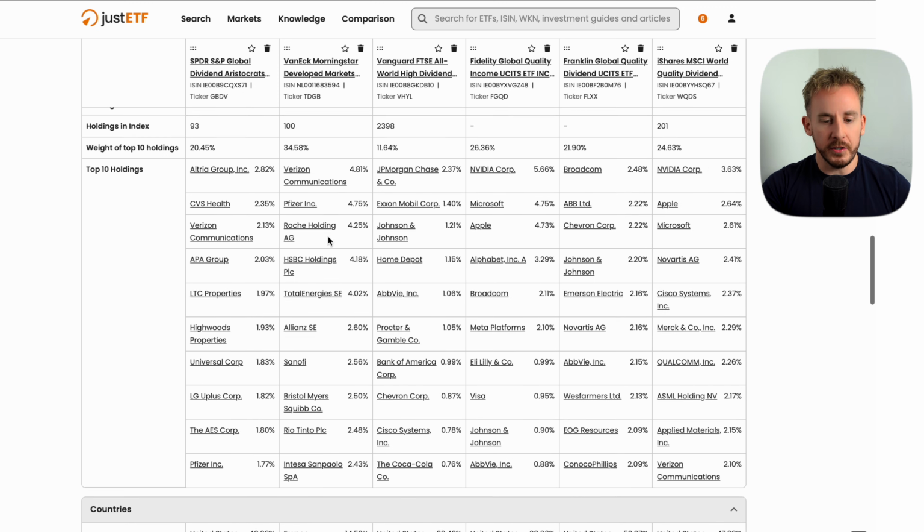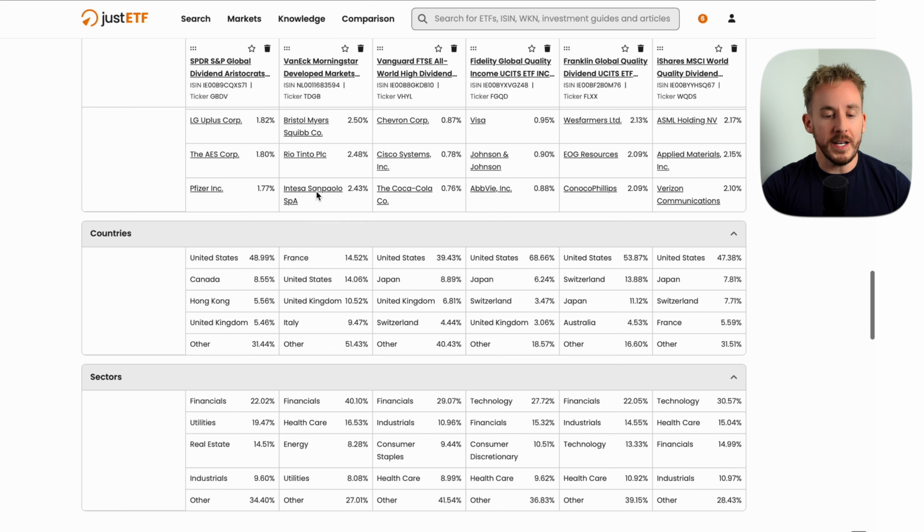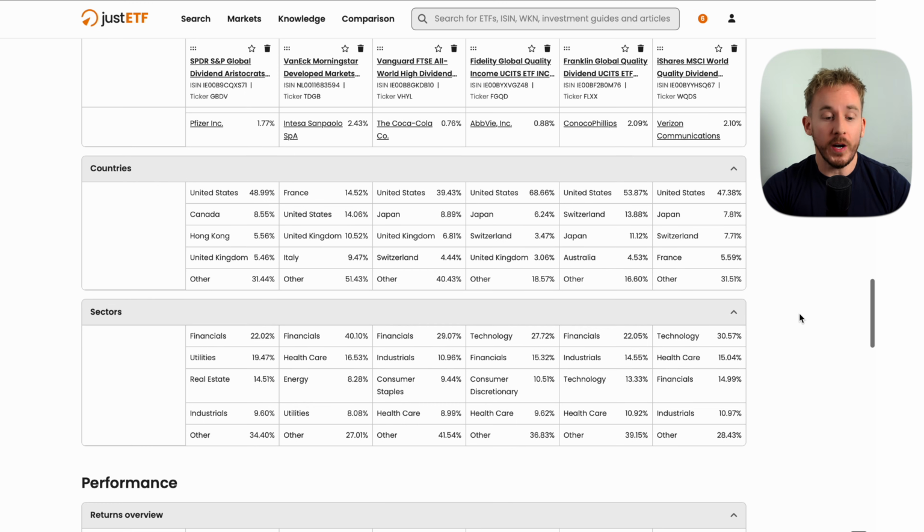This is interesting because the VanEck was the one which had the highest concentration in its top 10. So you could look at the top 10 holdings and suggest that it's got less diversification than something like the Vanguard or some of the others. When you look at weighting by country, it's got the most diversification because it's more spread out compared to the others. We can also look at that in relation to the weightings by sector.